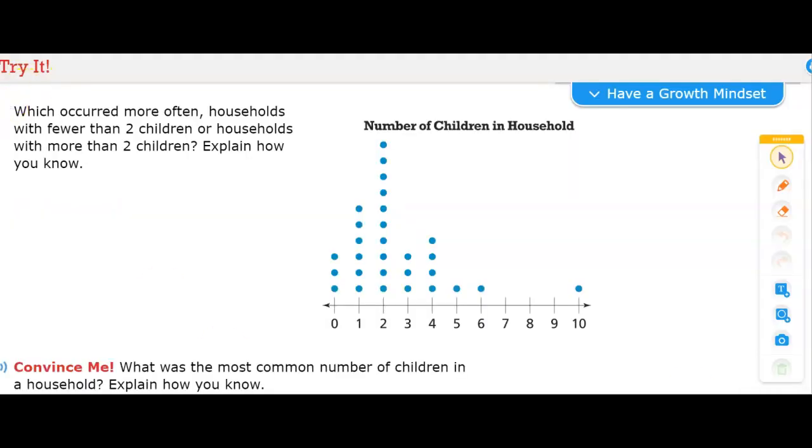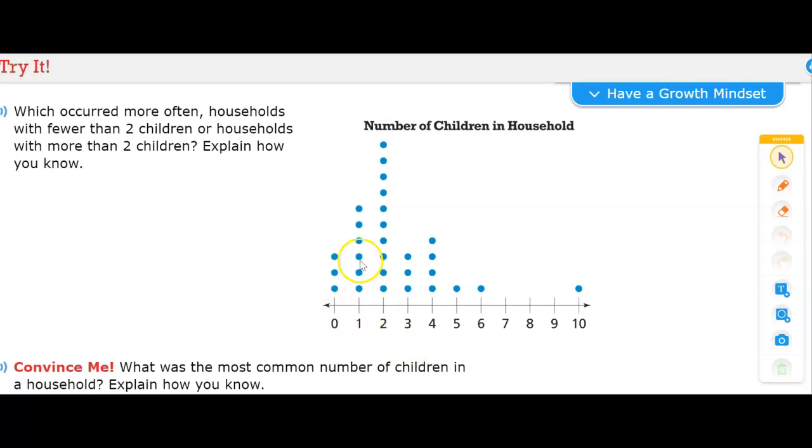Which occurred more often, households with fewer than 2 children or households with more than 2 children? Explain how you know. The question asks about households with fewer than 2 children or more than 2 children occurring the most. So let's look at 2. Here's 2. So having fewer than 2, we would look to the left.